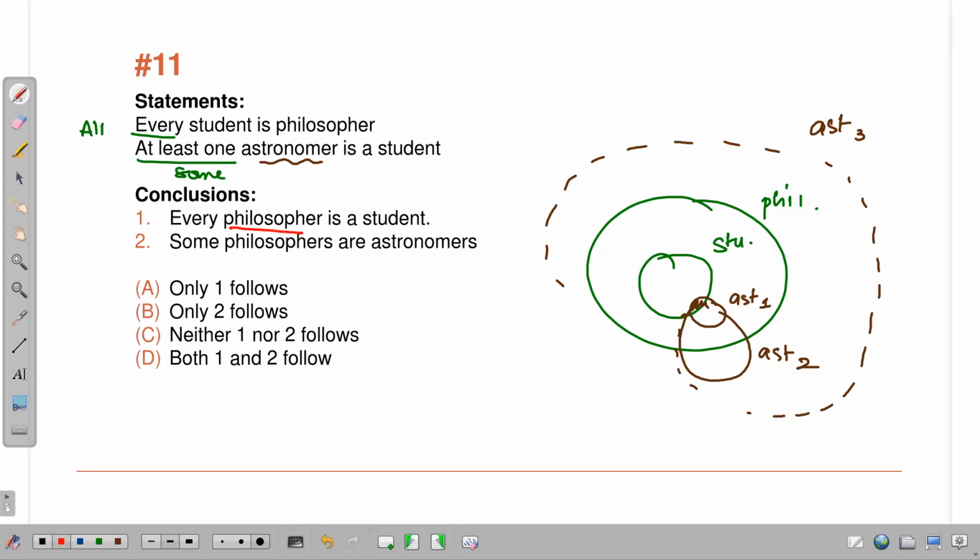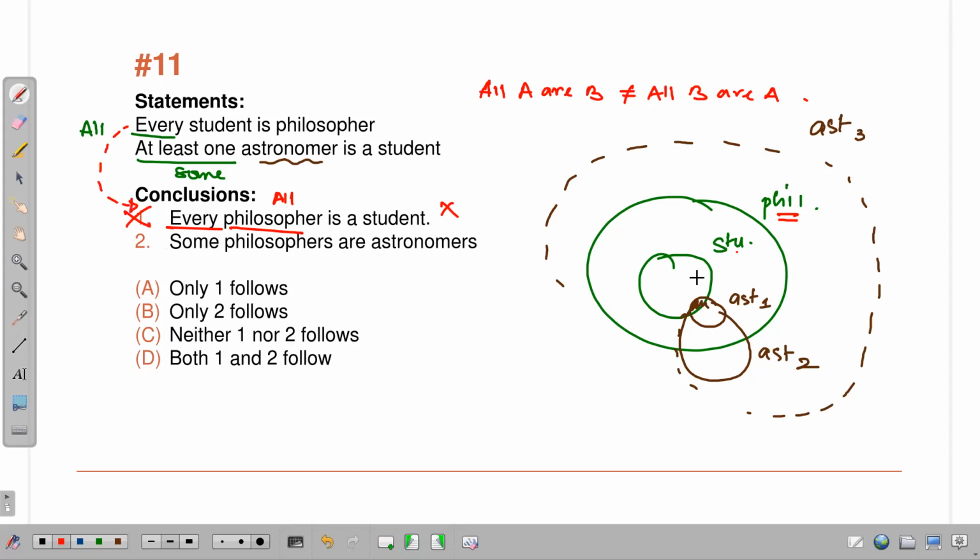Now, every philosopher is a student means all philosophers are students. Are all philosophers students? Definitely not. Remember, all A are B is not equal to all B are A. So if all students are philosophers, I can't say all philosophers are students. So that's wrong. That's also an immediate conclusion coming from only the first one.